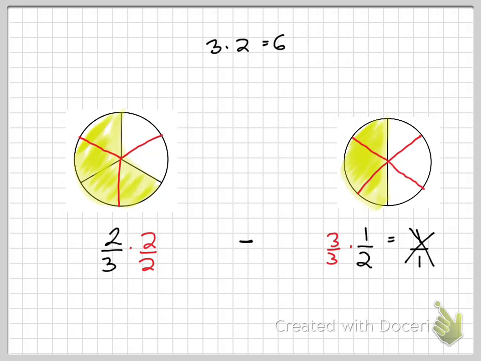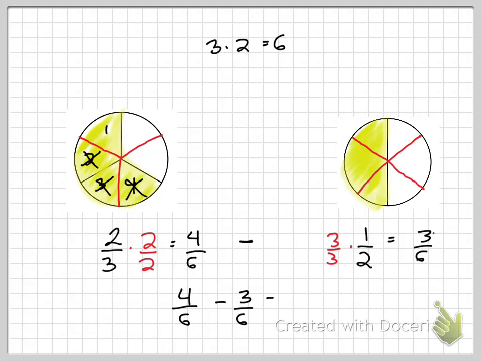So now it actually makes sense to add the number of slices. We have 2 times 2 is 4, and we have 3 times 1 is 3. So literally, if I'm doing 4/6 minus 3/6, that says you start out with 4 slices and you take away 3 of them. How many are left? Well, 4 minus 3 is 1. So the answer here is 1/6. In other words, 2/3 minus 1/2 is equal to 1/6.